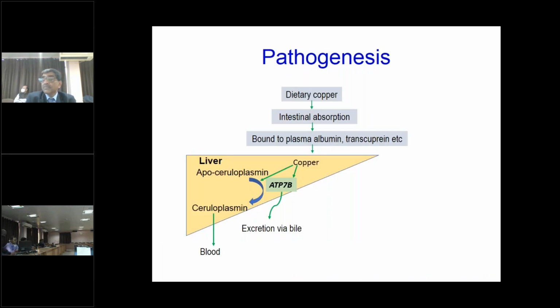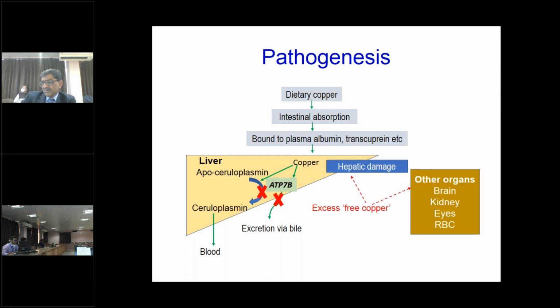As we understand, in the pathogenesis of Wilson disease, dietary copper gets absorbed in the intestine and is then bound to plasma albumin and transcuprein. It reaches the liver. Within the liver, this copper gets incorporated into apoceruloplasmin with the help of ATP7B. It also helps in the normal copper excretion in the bile. In Wilson disease, these processes are abnormal, so there is excessive free copper which causes damage to the liver and other organs like brain, kidney, eyes, and RBCs and causes various clinical manifestations.